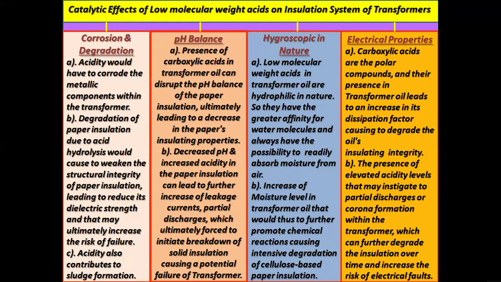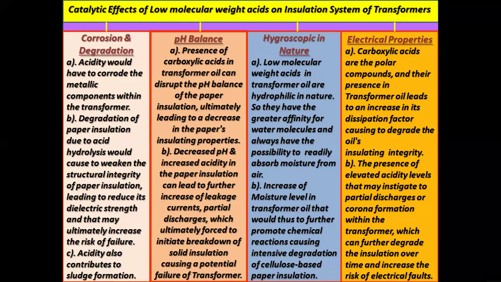Catalytic effects of low molecular weight acids on the insulation system of transformers. 1. Corrosion and degradation. A. Acidity can corrode the metallic components within the transformer. B. Degradation of paper insulation due to acid hydrolysis weakens its structural integrity, leading to reduced dielectric strength, and that may ultimately increase the risk of failure. C. Acidity also contributes to sludge formation.